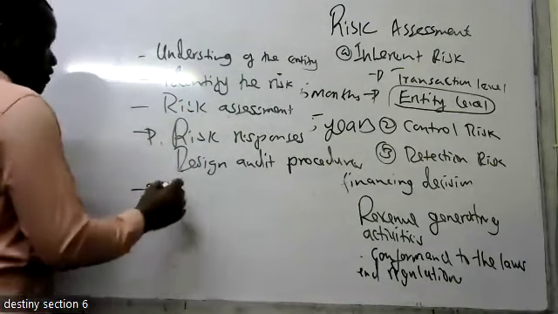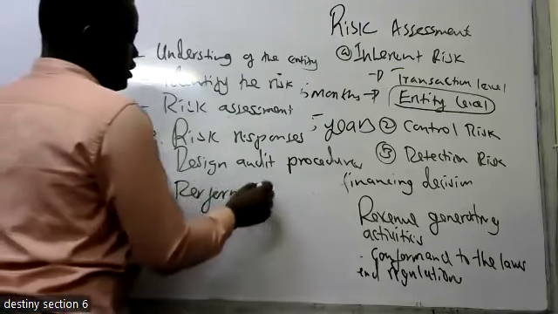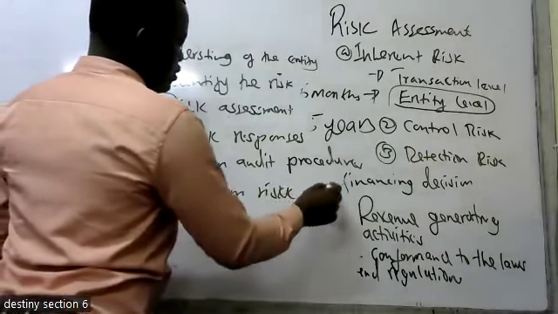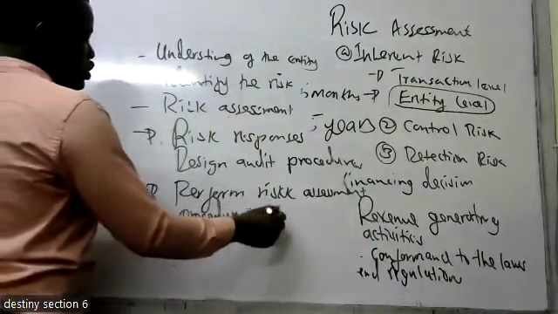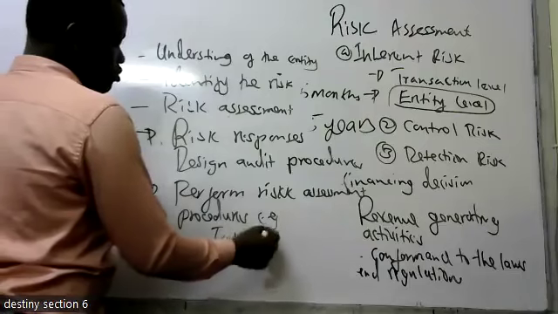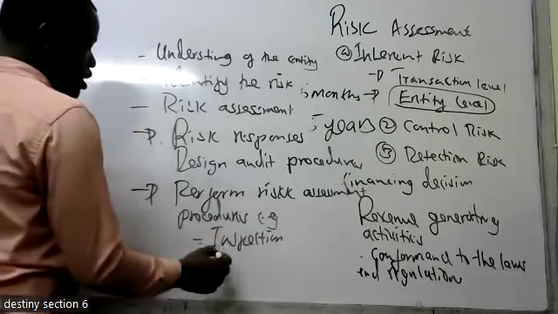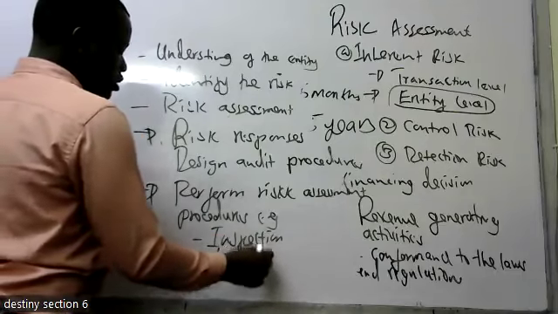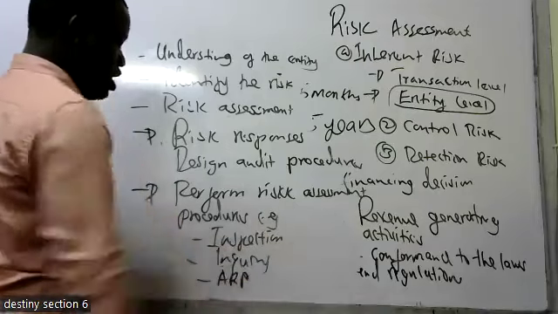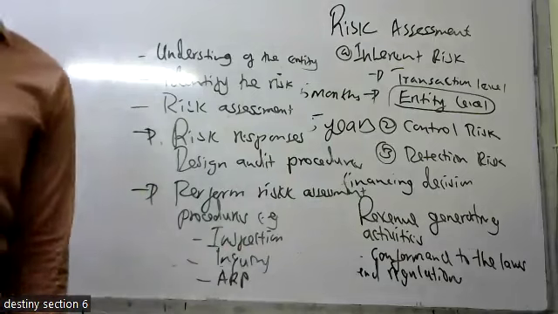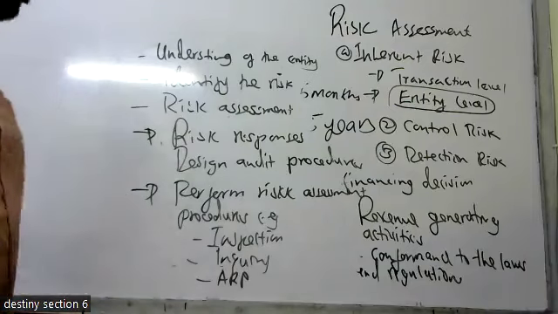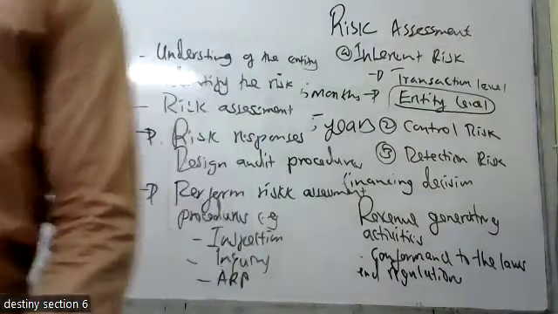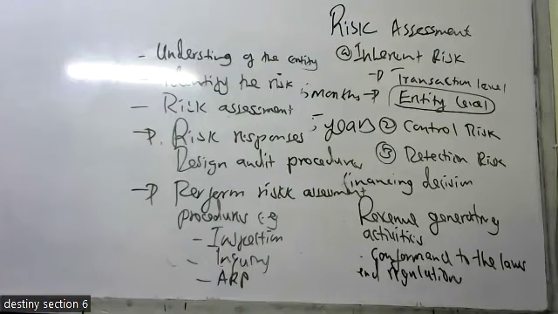The next is to perform risk assessment procedures. For example, you can do inspection of documents and records. You can perform inquiry by seeking information here and there. You can perform analytical review procedures. Then lastly, you can conclude on the risk assessment process.